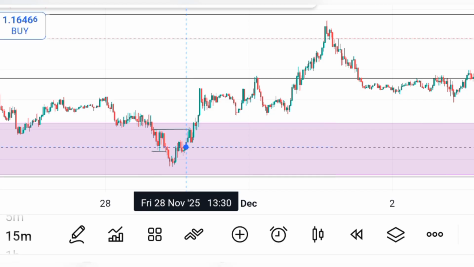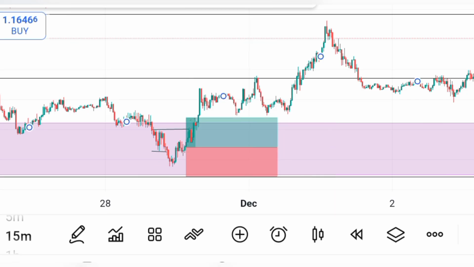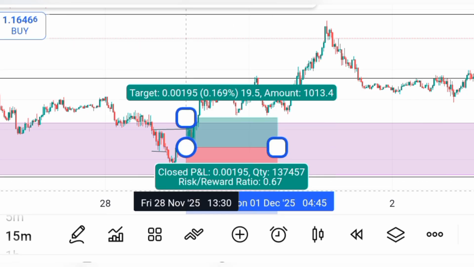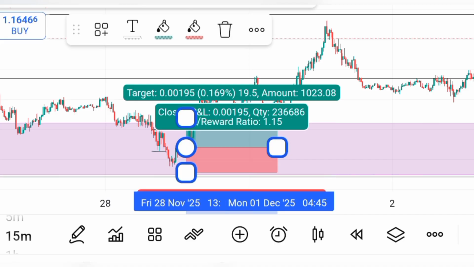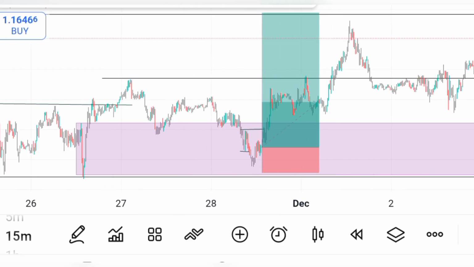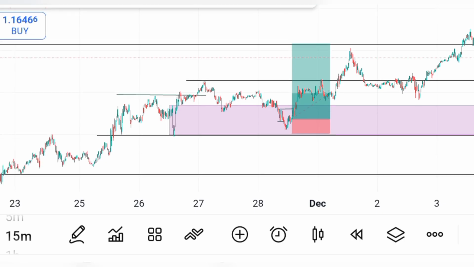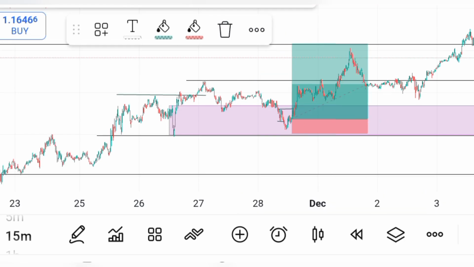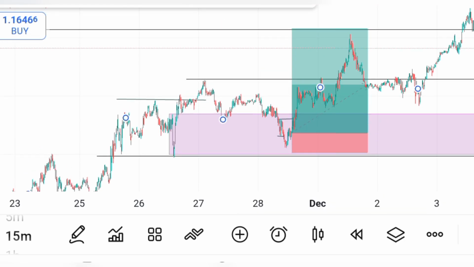Going to your lower time frame just helps you to always use a small risk for a bigger reward. Okay, when you always go to the lower time frame for confirmation, it gives you a bigger reward with a small risk, guys.